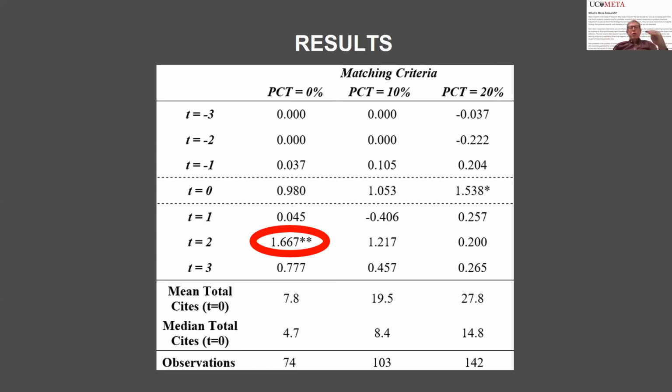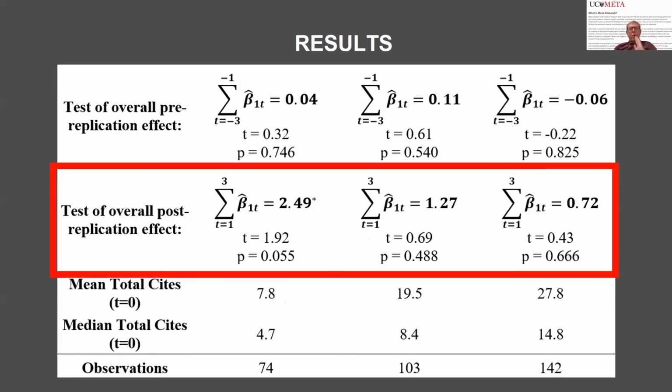This number is 2 years after the replication was published. And we find here that studies that received negative replications got about 1.7 citations more in that year compared to studies that received positive or mixed replications. And again, what we'll do now is we'll go ahead and we'll sum over the post-treatment period.